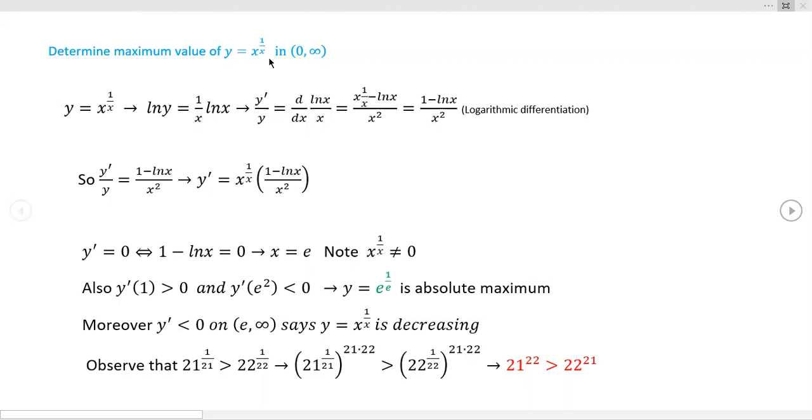Notice that 0 is not even in the domain of this function. You'd have 0 raised to the 1 over 0, which is undefined. Now, that is an indeterminate form, but arithmetically, it's not even defined at 0. So 0 is not in the domain of this function.